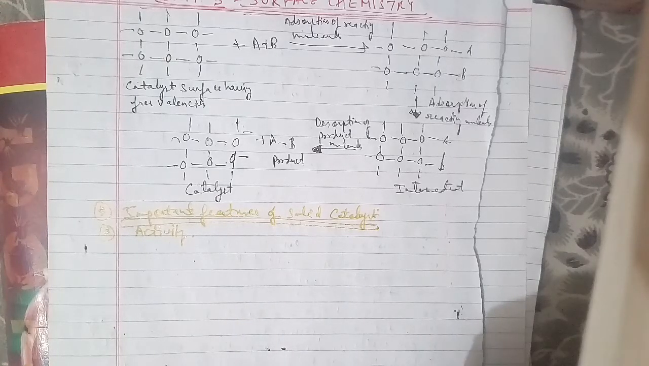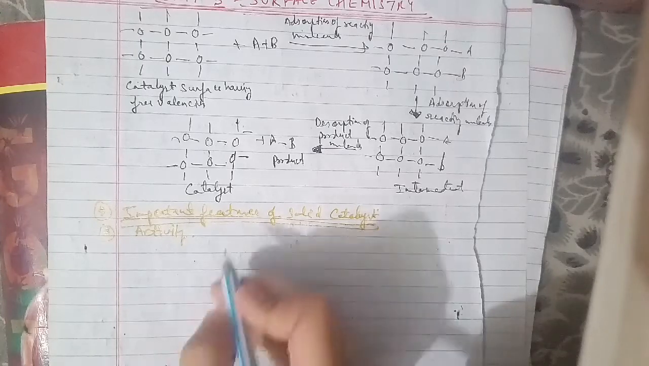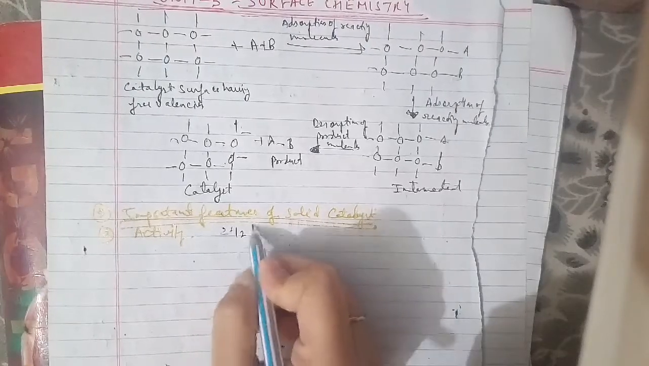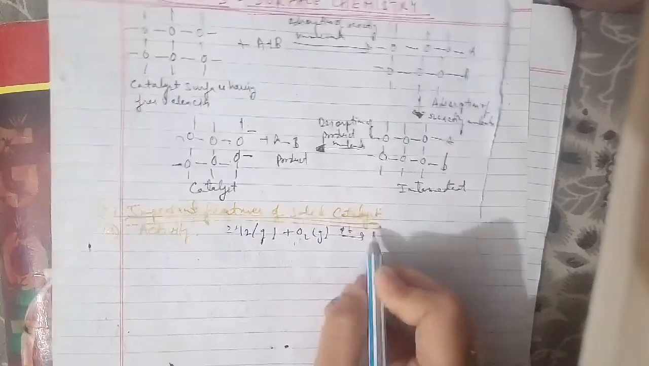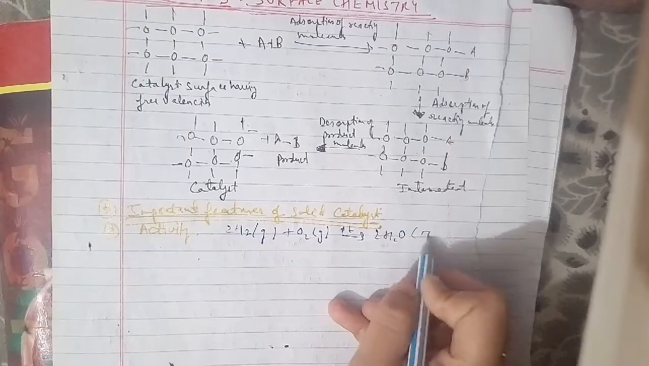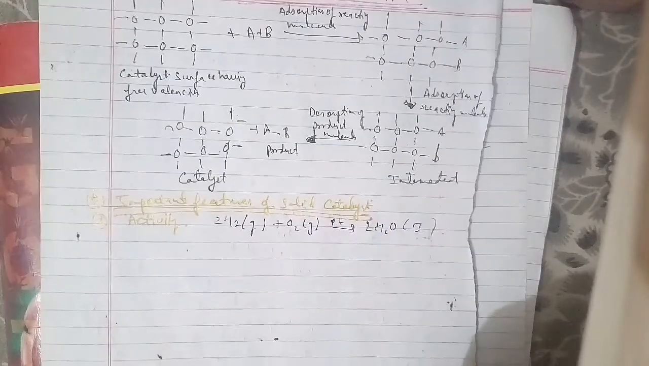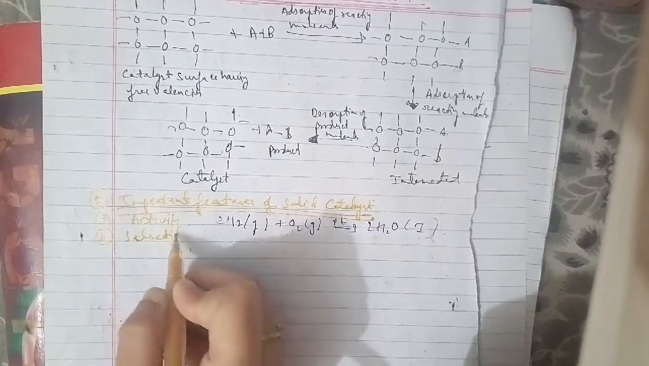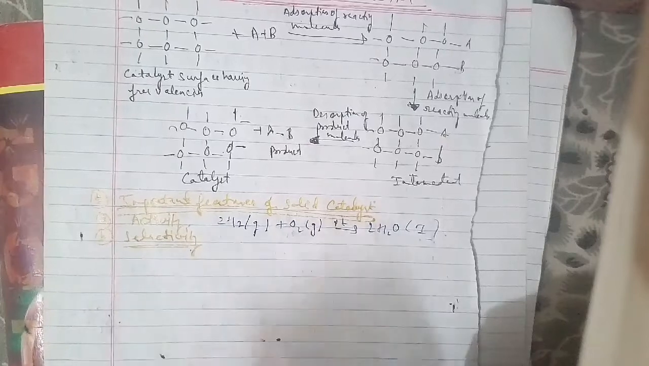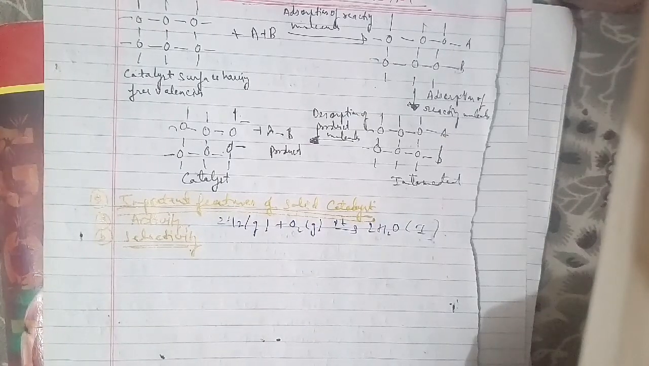Another we have is selectivity. In terms of selectivity, the selectivity of the catalyst is its ability to direct a reaction to yield a particular product. For example, starting with H2 and CO, and using different catalysts we get different products. CO gas plus 3H2 gas will give, with Ni, CH4 gas plus H2O gas.